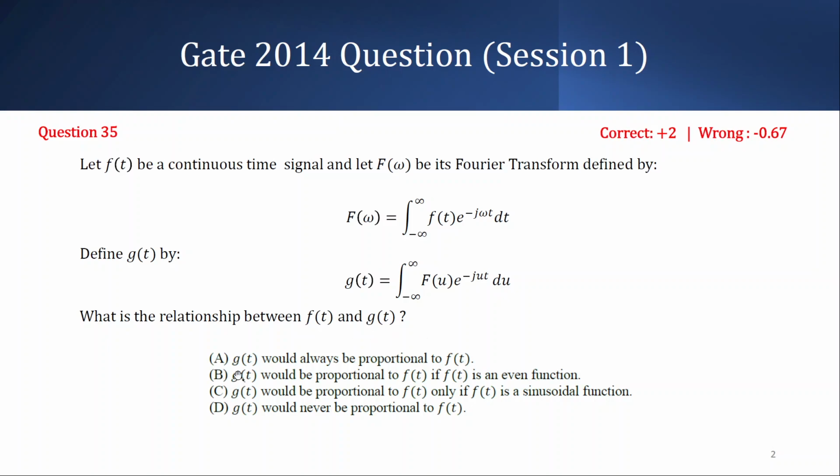Four options are given. G of t is always proportional to f of t. G of t would be proportional to f of t if f of t is an even function. G of t would be proportional to f of t if f of t is a sinusoidal function. G of t would never be proportional to f of t.